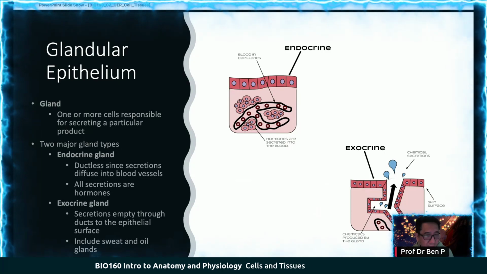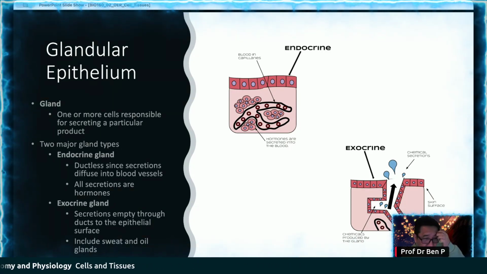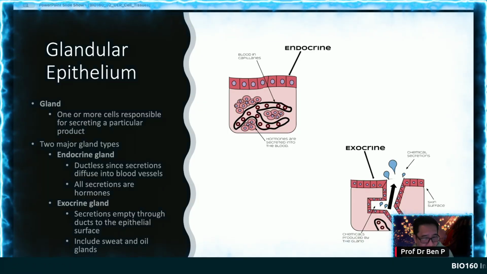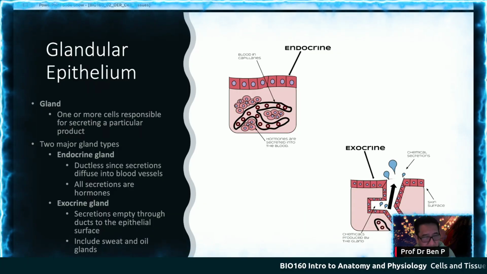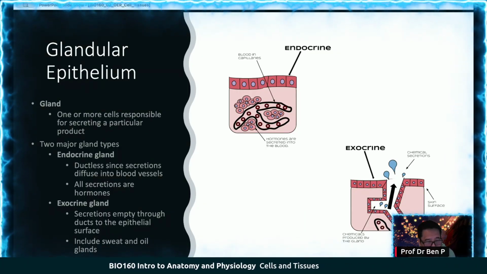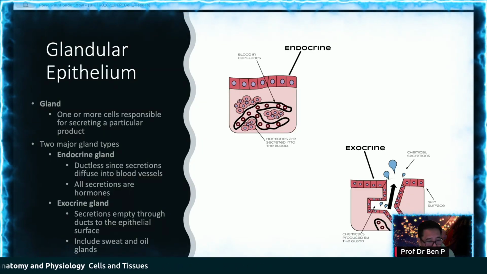In your glands, usually you have your cuboidal cells on the top, and you have these glandular epithelial cells that secrete hormones and other stuff, like your sweat and oil, into your blood or onto your skin.